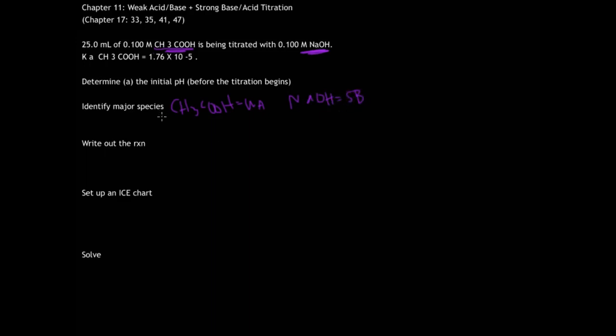Okay, now the first part, A, asks you to determine the initial pH. That means the pH before you've titrated anything. So inside the flask we have the acetic acid sitting in there, and then we will be adding sodium hydroxide to it by titrating it. So right at the beginning all you have is acetic acid.